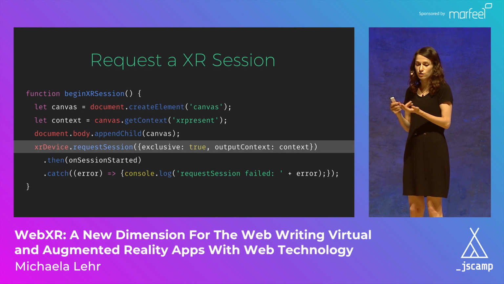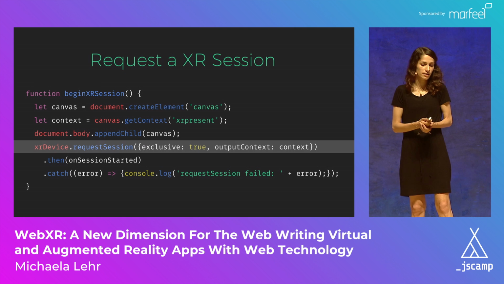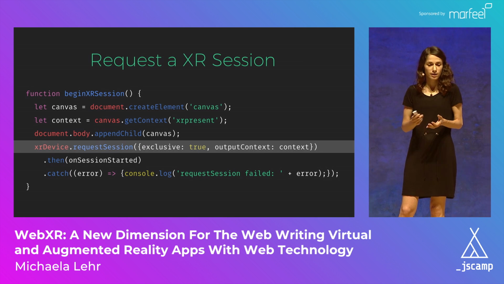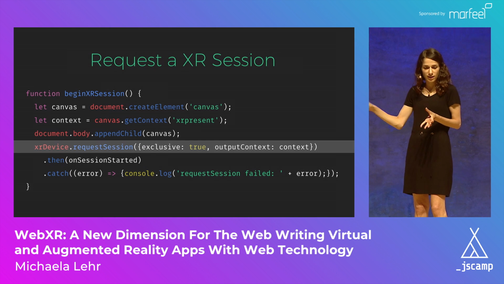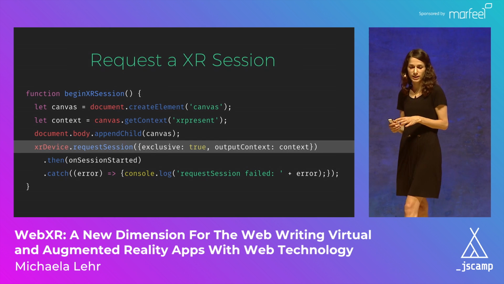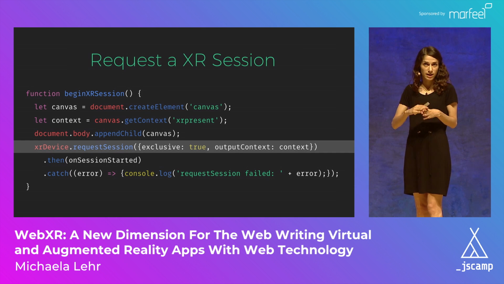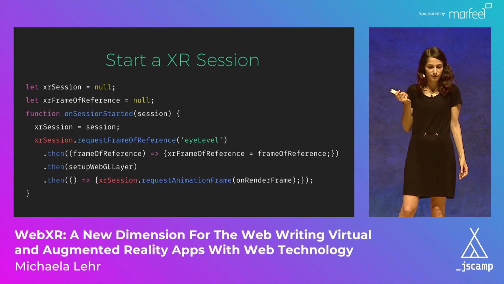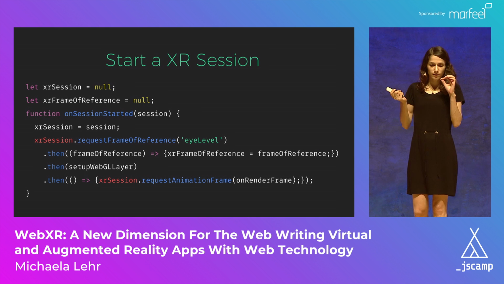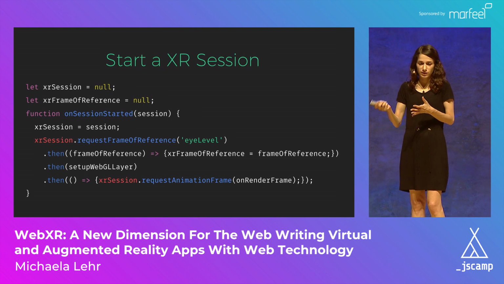One is a Boolean to check if we are requesting an exclusive session. And the second is an XR presentation context, which is the context of the canvas we want to draw on. And this promise gets resolved with an XR session object, which can be used then to get the device's pose and information about the user's environment, and then present images to the user. We use this session then to initialize everything before we start the render loop.